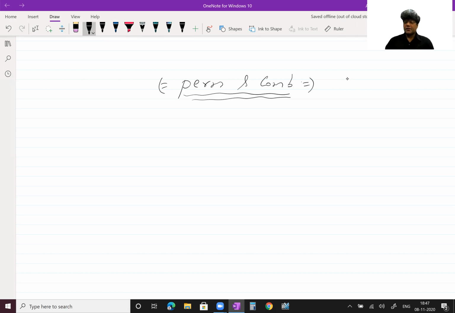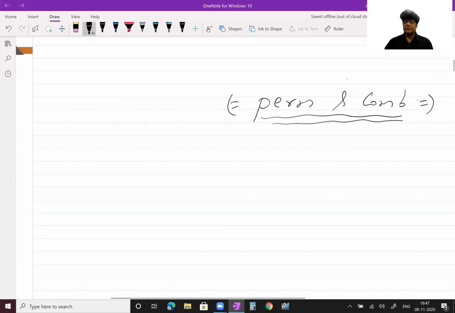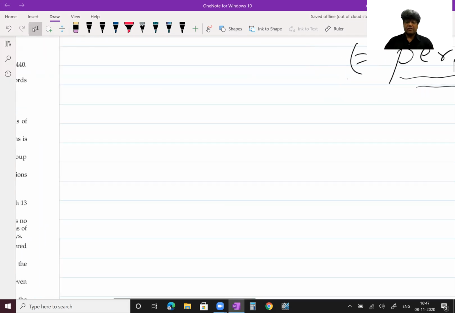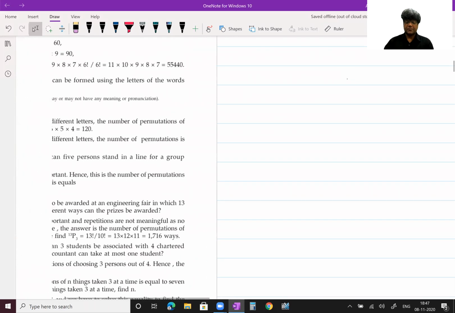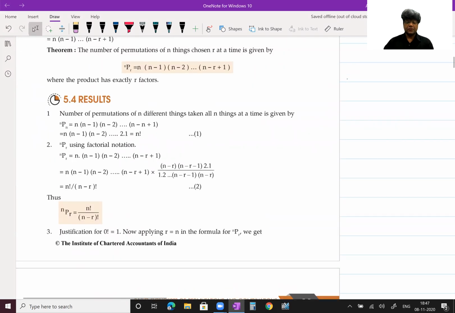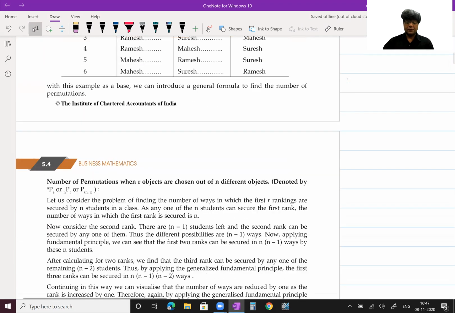A lot of formulas, guys. You should be having the list of those formulas. You should collect all those formulas at one place, or you can go to the gist of this chapter. At the end, there is a summary given in your book. They have given those formulas.